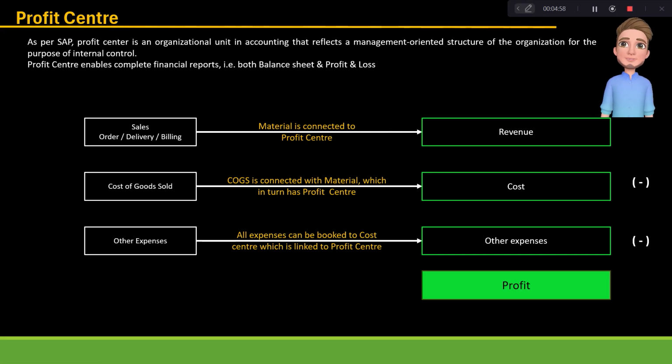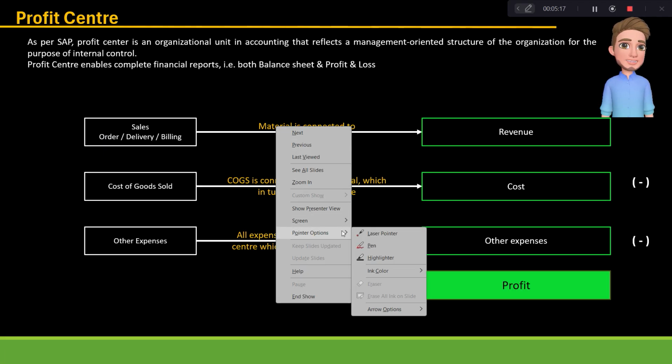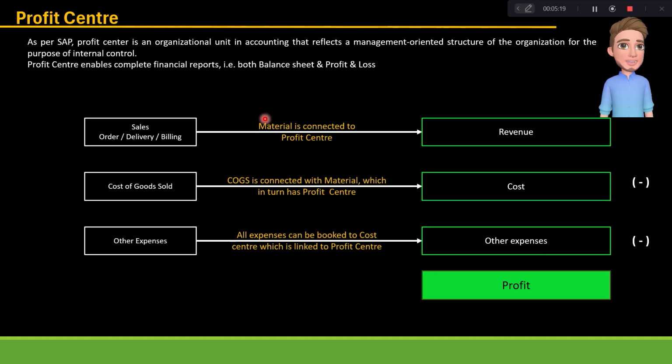Profit center is one dimension, like business area, which can give you both the P&L income statement as well as the balance sheet financial statement. Now look at it on the left side. What do I have? I have sales, which will give me the revenue. Every material is connected to a profit center. So every time I am selling, in my revenue line items I do have material being captured.